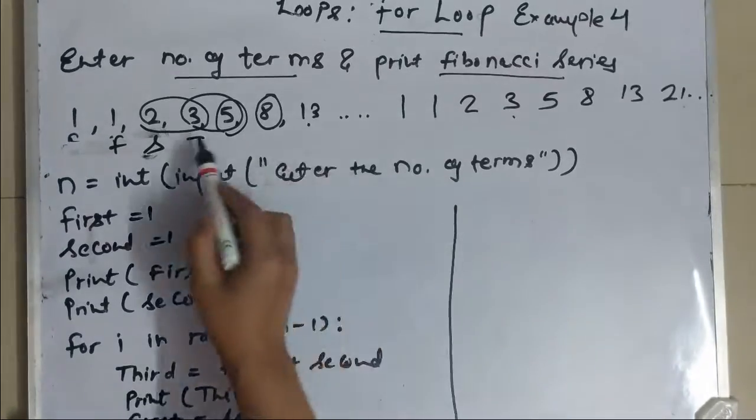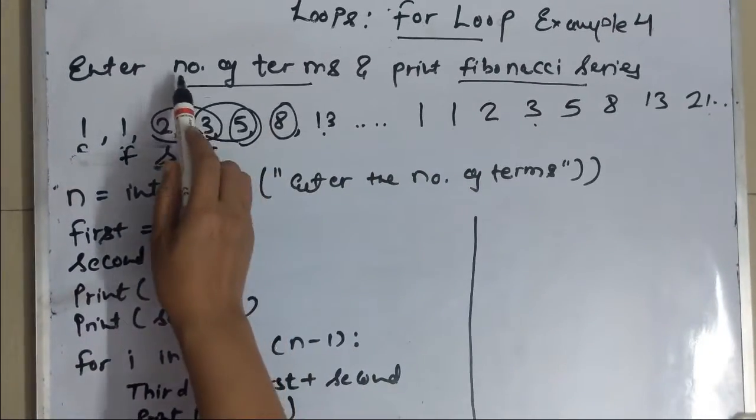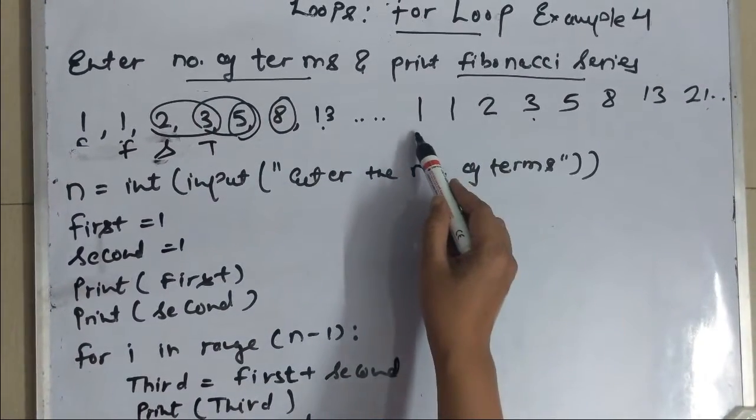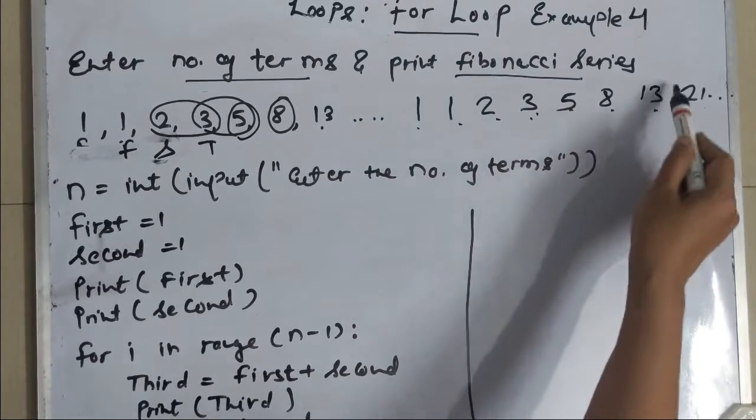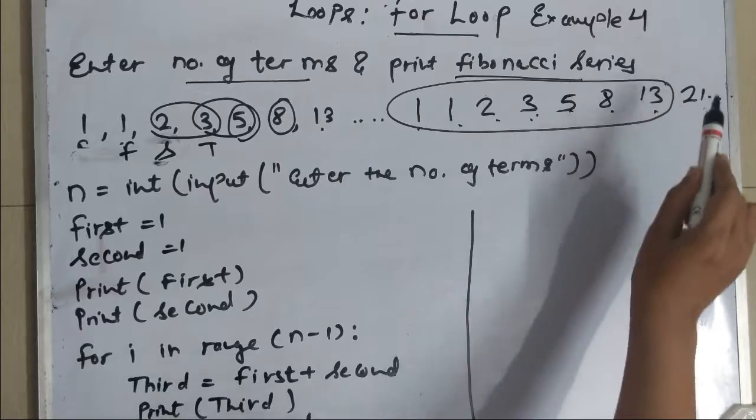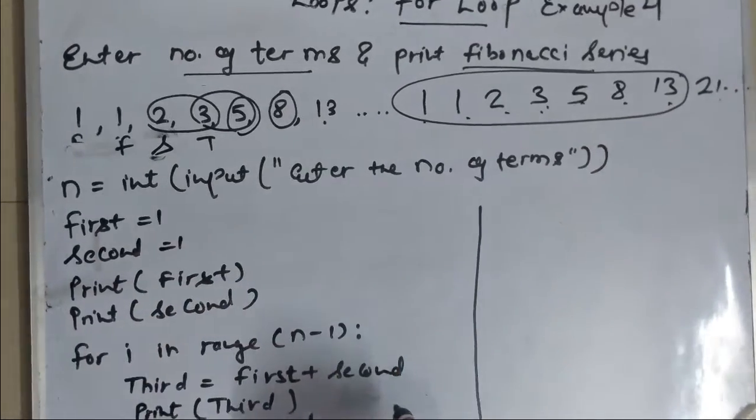So over here we have to take the input of the number of terms that you want to print. Say 7 terms: 1, 2, 3, 4, 5, 6, 7. So it should print till 13. This is how the example proceeds.